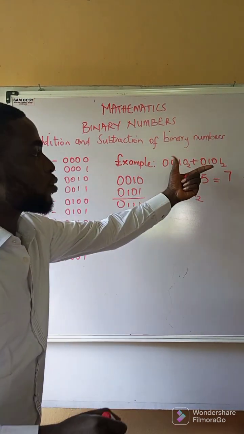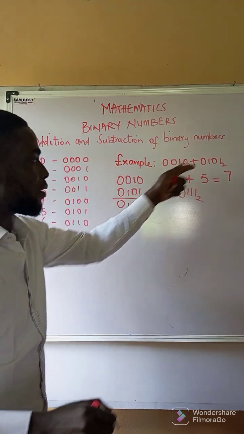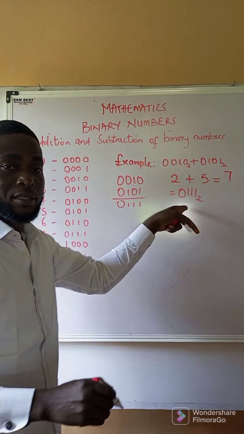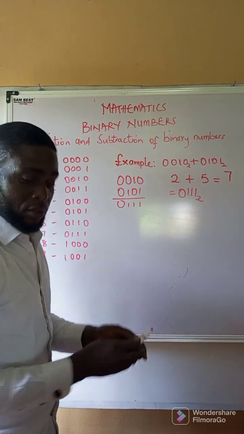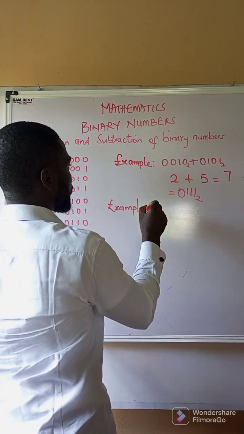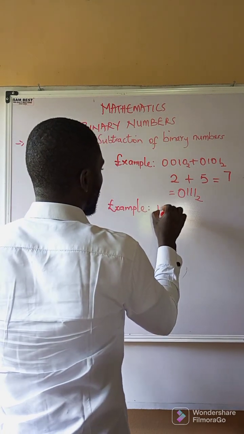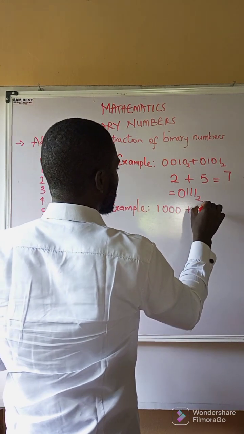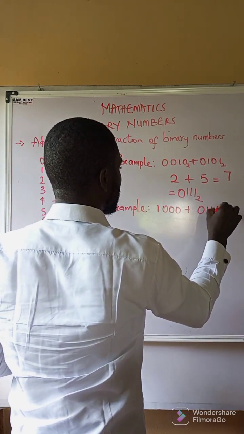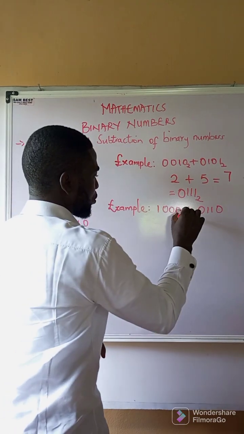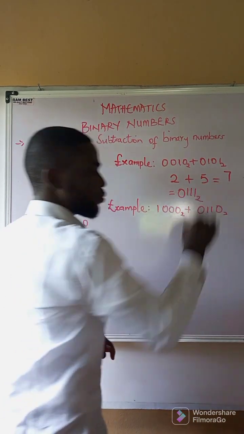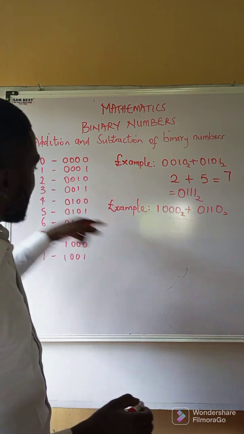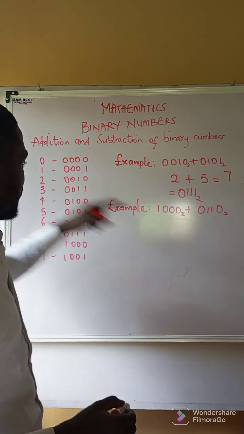So just go straight, look for it on the chart, pick it out, and then add. Then trace your answer on the chart and express it in binary form. Are we following? Let's get another example. You have 1000 plus 0110, all to base 2. All right? Now let's do this together. Let's look for this on the chart. You have 1000.